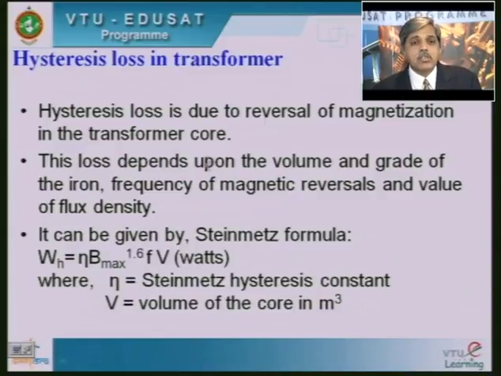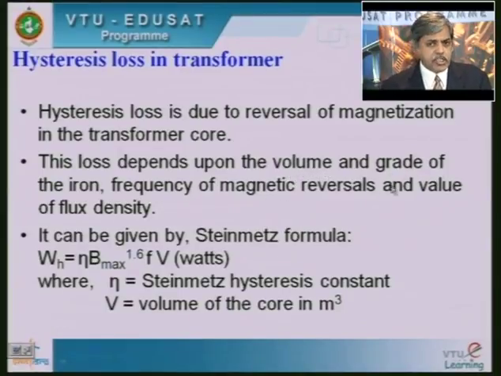So, this loss depends upon the volume and grade of the iron. Grade means whether it is ferromagnetic, magnetic, or that type of property, the frequency of the magnetic reversals, and the value of the flux density. Now, out of these, the volume is constant, because once I construct the core, I will not be changing that core, therefore volume is constant. The material also I will not be changing, so the grade of the iron is also constant.